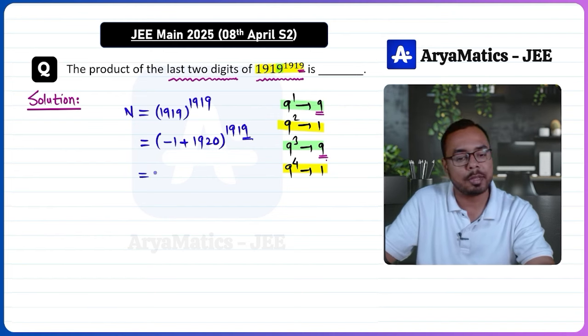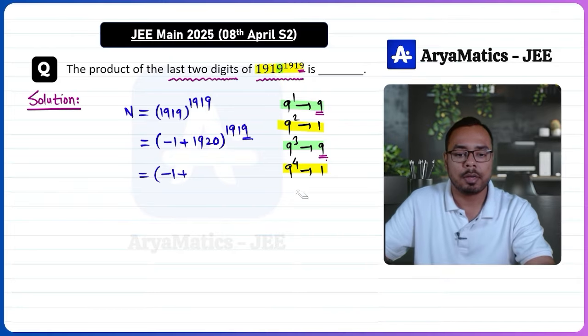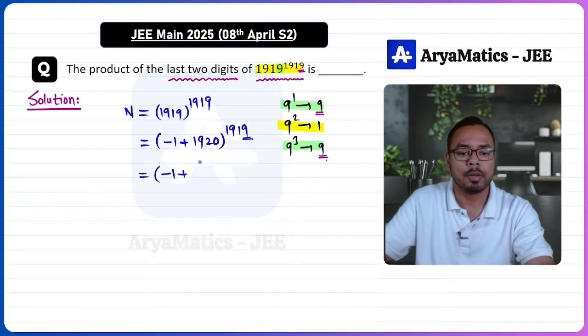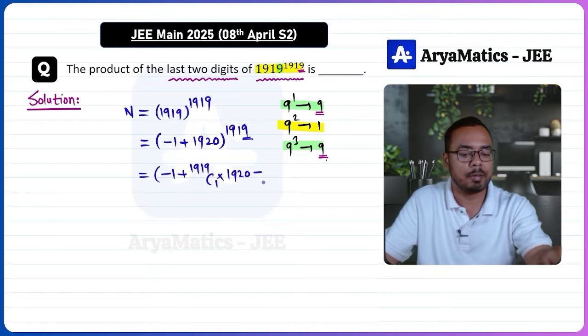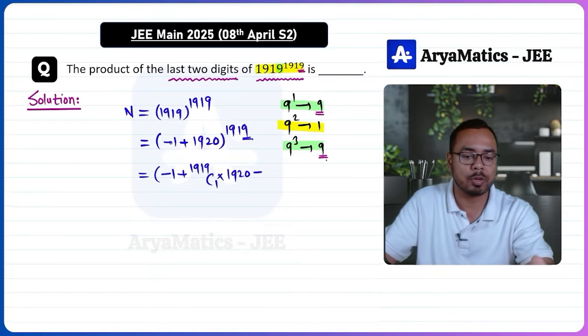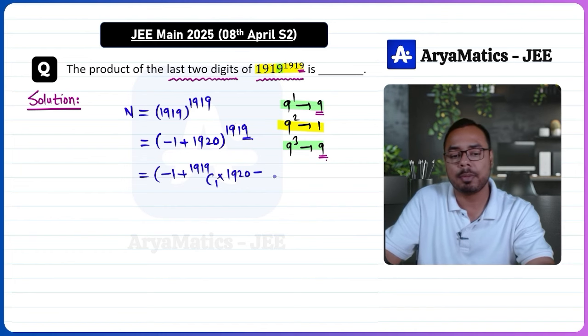Now here, if I expand it using binomial, then minus 1 raised to an odd power will be minus 1. The next term will be 19C1, that is 1919C1, and this multiplied by 1920. After that, again, the next term will have a minus sign, right? Because of the negative sign, we'll get alternate positive and negative terms and so on. The first term was negative because we had minus 1 raised to an odd power. Next will be positive, again negative, and so on.